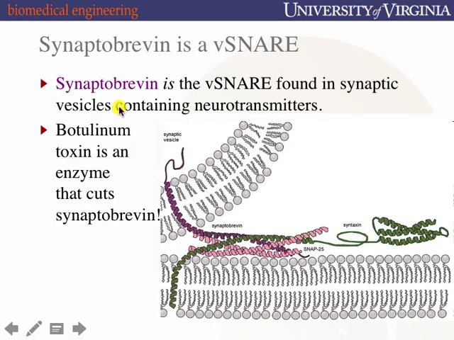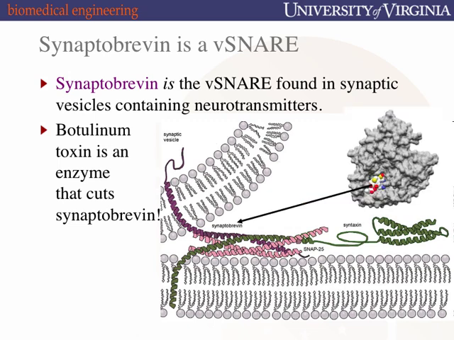All right, so synaptobrevin is the v-SNARE that's found in synaptic vesicles containing the neurotransmitters. Here's synaptobrevin. It's going to bind syntaxin on the plasma membrane. It's going to undergo this sort of wrapping around one another, and as a consequence, it pulls those two membranes ever so close, squeezes out every single water molecule between the phospholipids, and then they can fuse, right? What botulinum toxin does is it's an enzyme that's going to cut synaptobrevin.